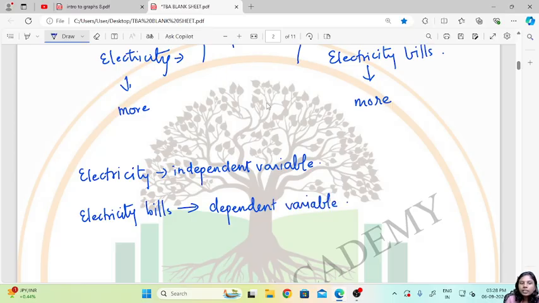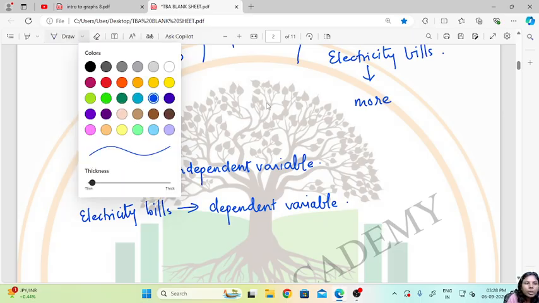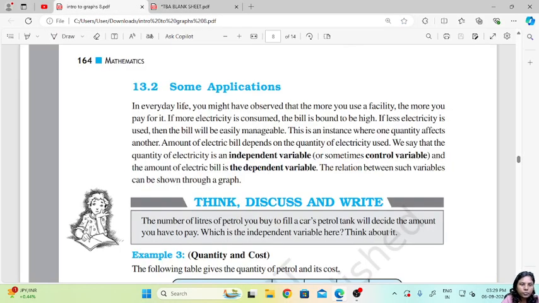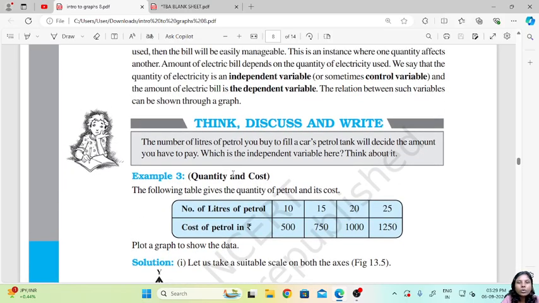Dependent variable, as in it depends on the amount of electricity that you use. So electricity is an independent variable, but the electricity bill is a dependent variable because that will vary depending on how much electricity we are using. So these are two important terms. Now let's try to understand the relation between such variables, and how they can be shown in a given graph.